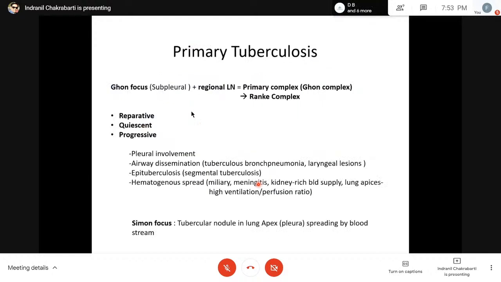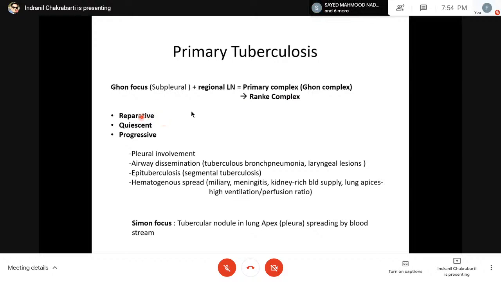So the most characteristic lesion of primary tuberculosis is the Ghon focus. The Ghon focus is a subpleural focus of caseous necrosis, and its involvement with the regional lymph node as well as the lymph vessels, together known as the primary complex or the Ghon complex. And when they are fibrosed and calcified, we call them the Ranke complex.